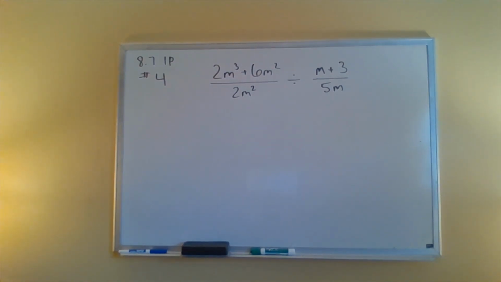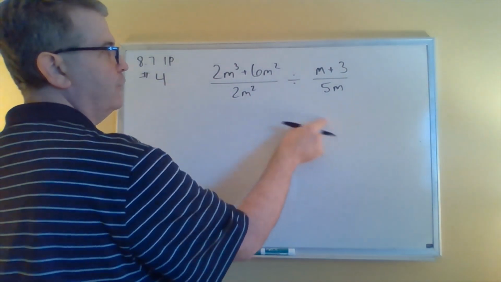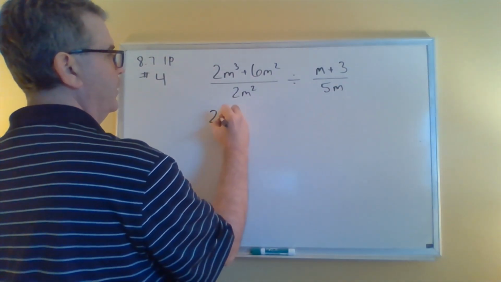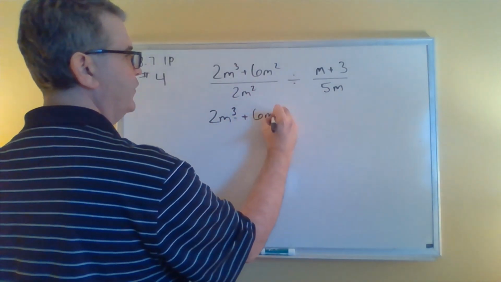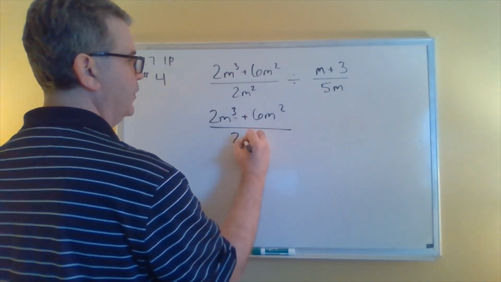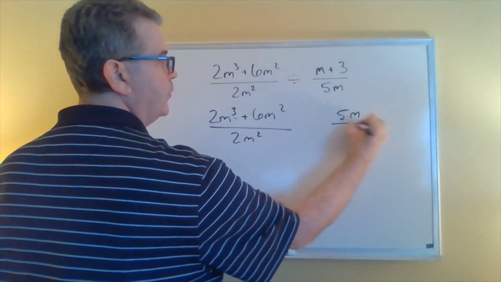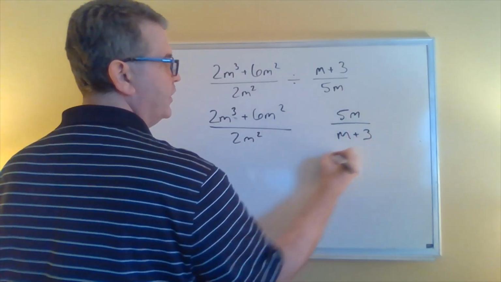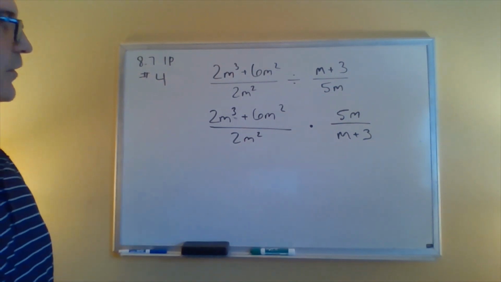Number 4, we're given 2m cubed plus 6m squared over 2m squared. We're dividing that by m plus 3 over 5m. Our first step, rewrite our first fraction as is, reciprocate our second fraction, and change our operator. So first fraction as is, 2m cubed plus 6m squared all over 2m squared. And we're going to reciprocate our second fraction, so we get 5m over m plus 3, changing our operator from division to multiplication. Now we're going to factor each one of these completely.